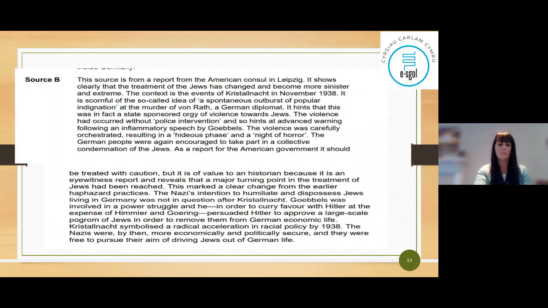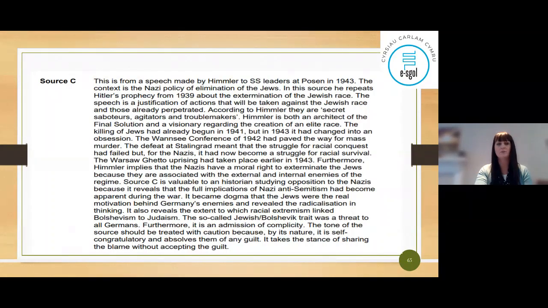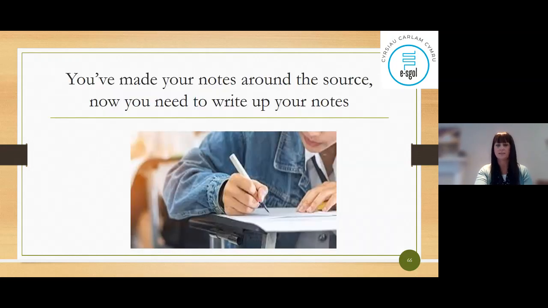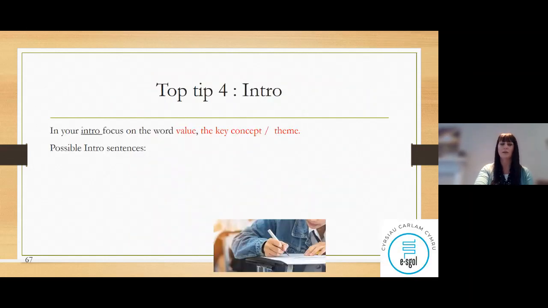And this is the write-up for source B. And I've also included the WJC write-up for source C. So you could actually go through it and see if you would have mentioned those things in your write-up. So you've made your notes around the source, and now you actually need to get on with writing up your notes in the 45 minutes that you've got left.